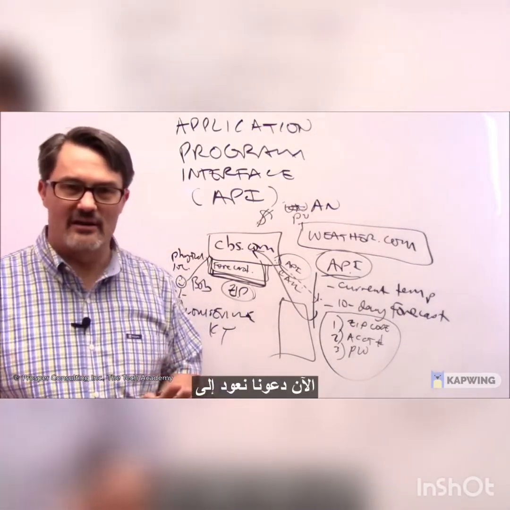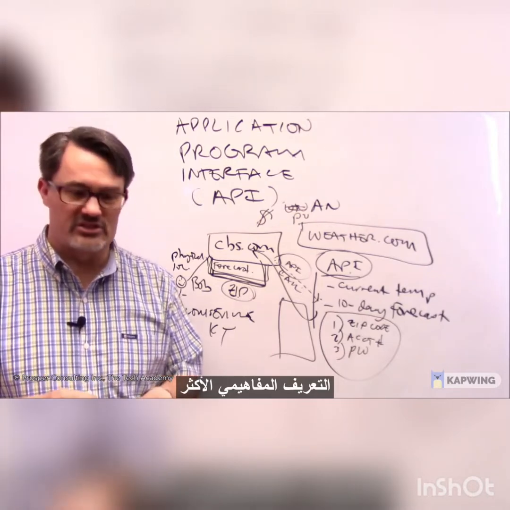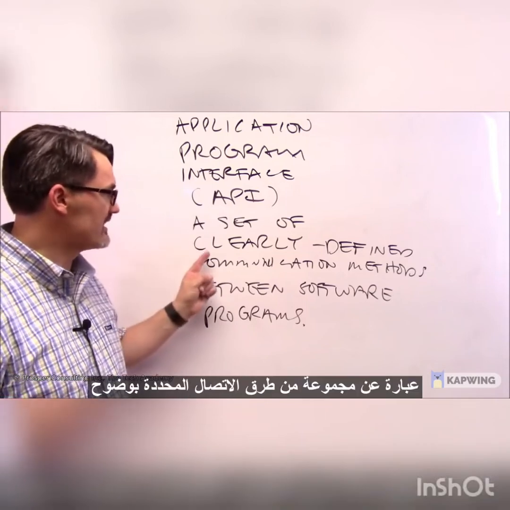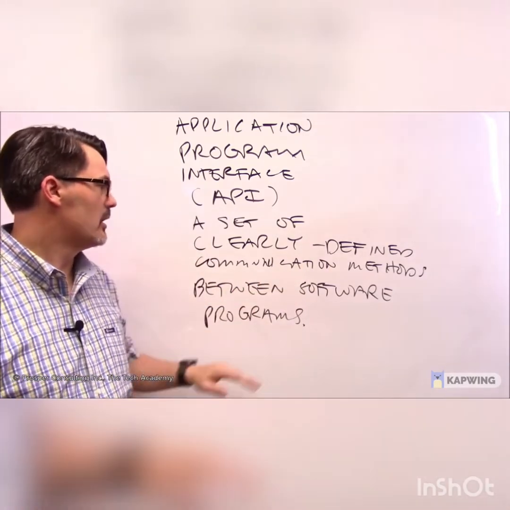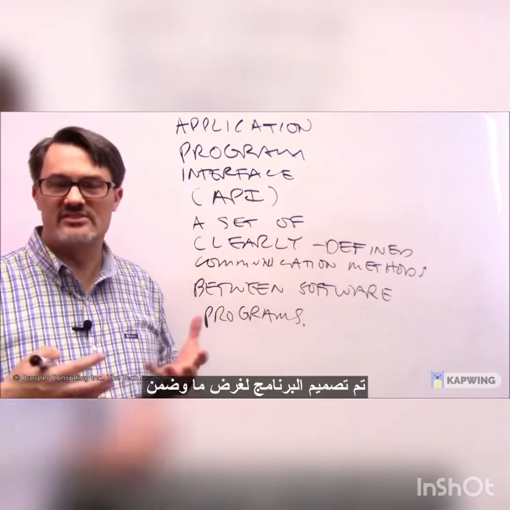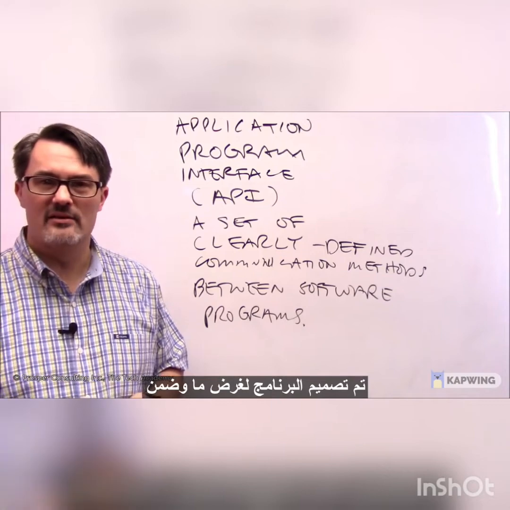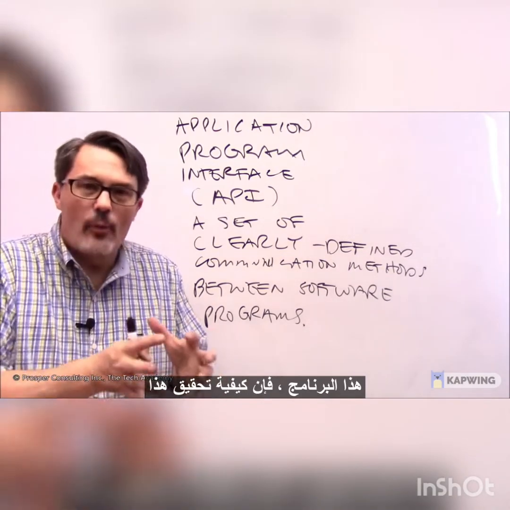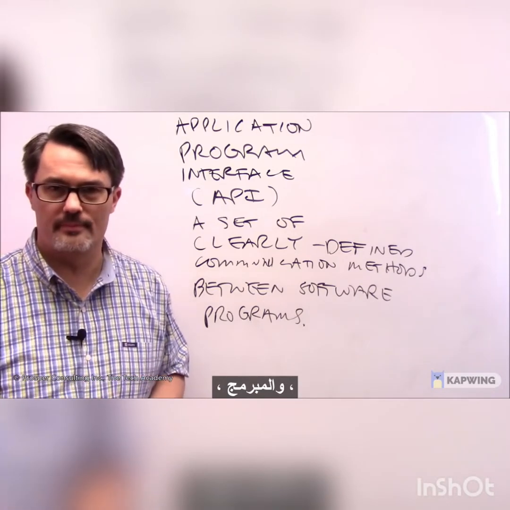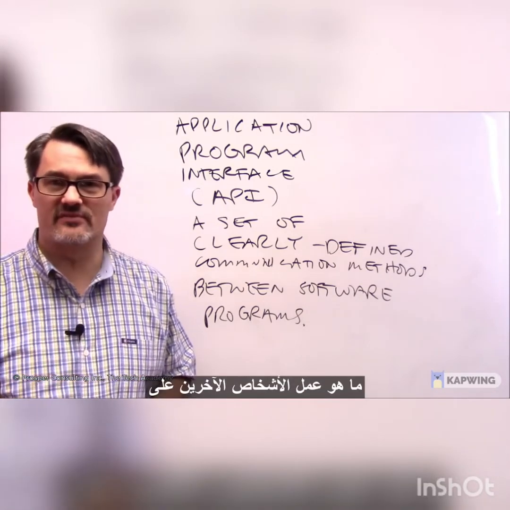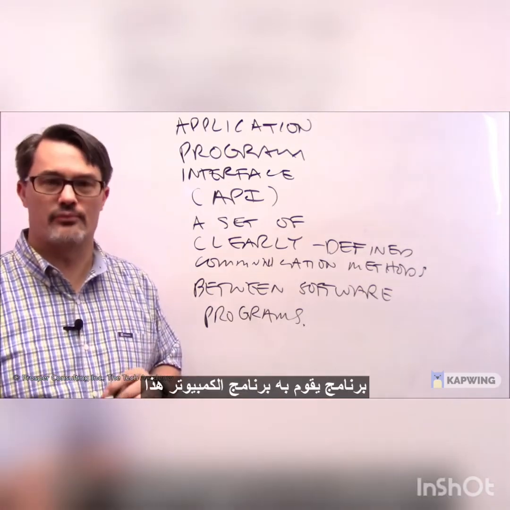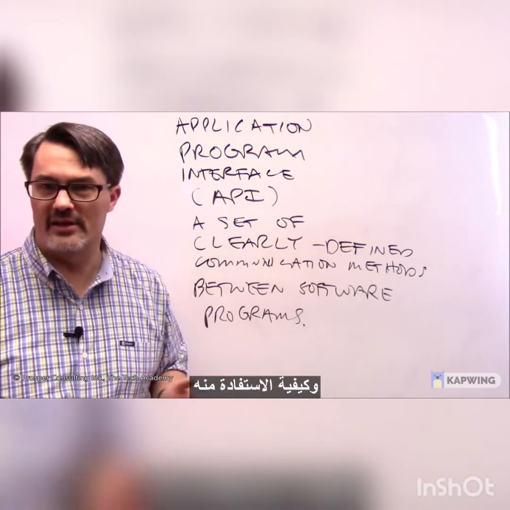So, now that you got that, let's step back to the more conceptual definition of an API. An API is a set of clearly defined communication methods between software programs. A software program is designed for a purpose. And within that program, how it accomplishes that purpose is the business of the computer software designer, the programmer. What is the business of other people, though, is how to access whatever that computer program does, how to make use of it.